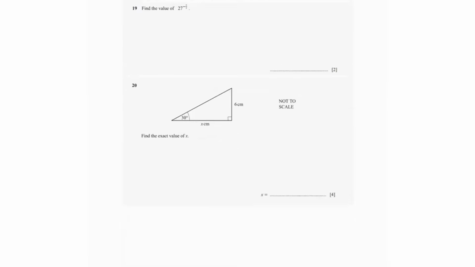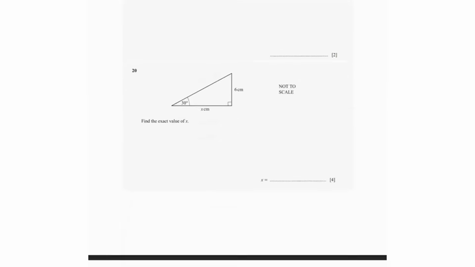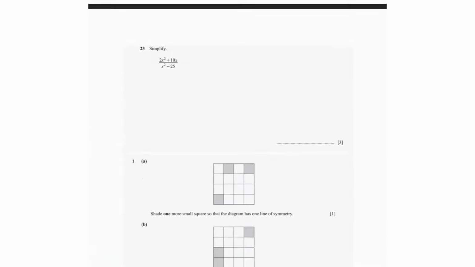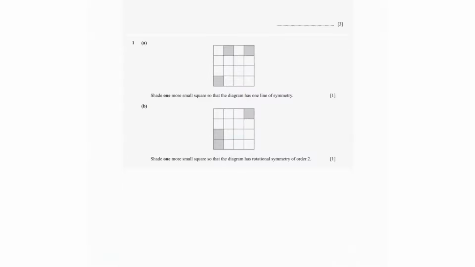Then all of this is what we've done already. We've done this. Okay, this is different. So identifying the line of symmetry or the rotational symmetry of order. For the line of symmetry, you need to see how the shape can be equally divided.